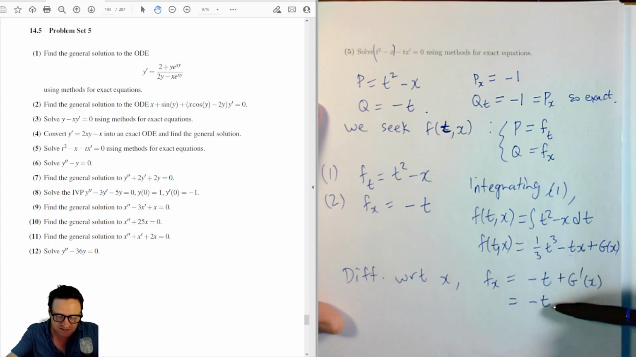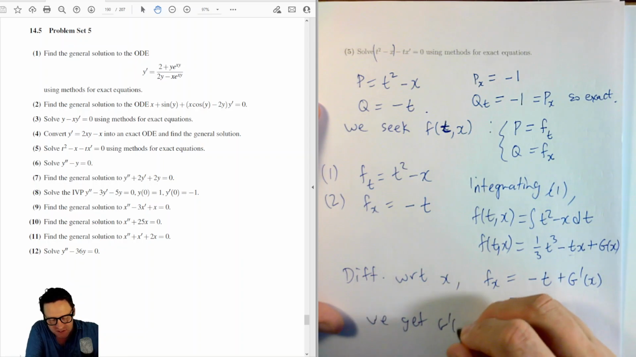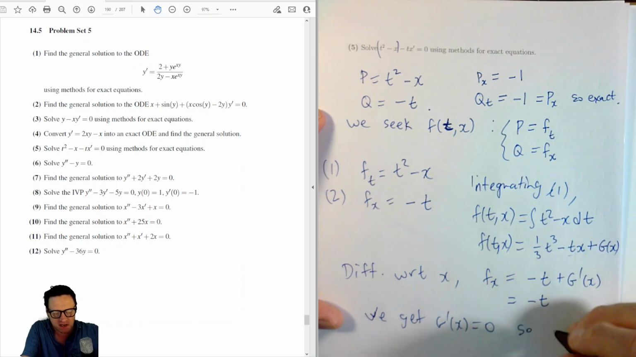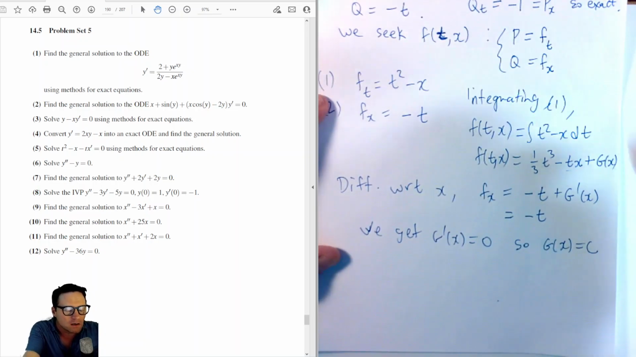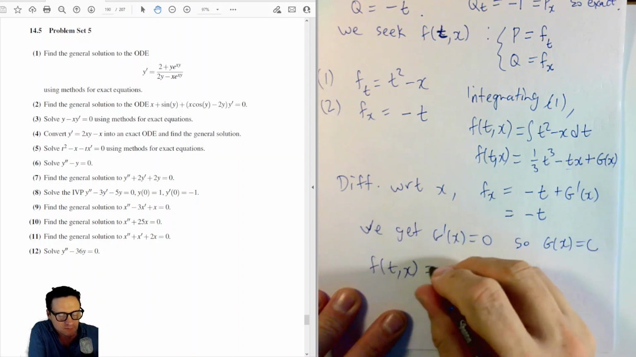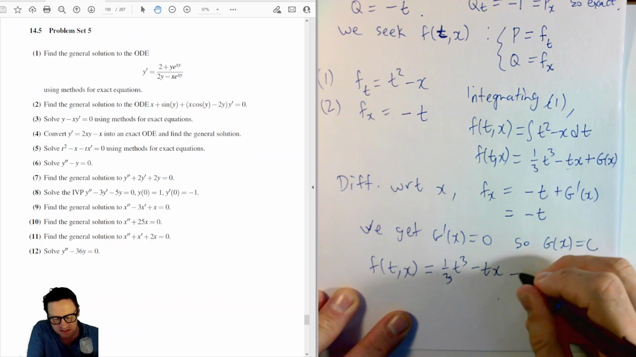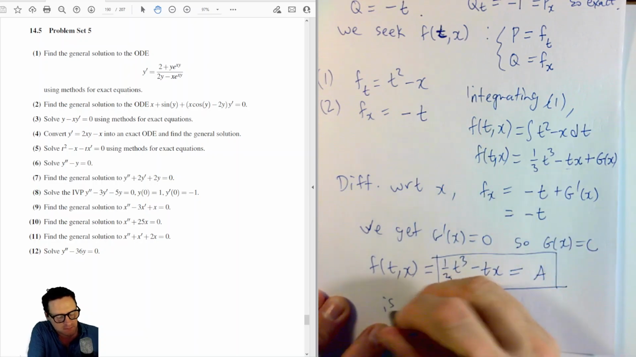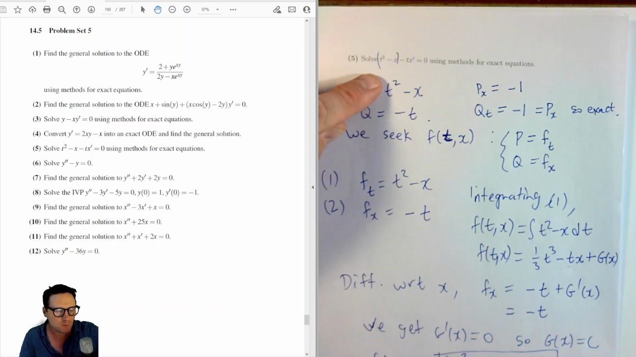Now we can see that these two vanish in the equation, and so we get g dash of x is 0, which gives us g of x is just a constant. Okay, then now we know that f of t and x is equal to 1/3 t cubed minus t times x, and that's equal to another constant, say a, and this right here is our general solution to the differential equation we're given here.